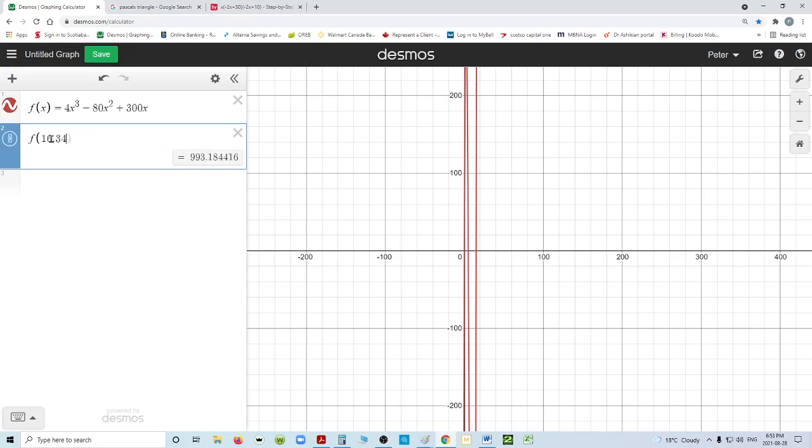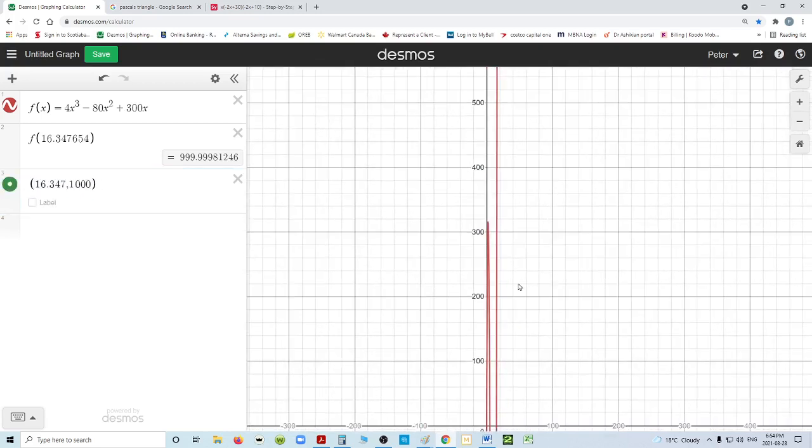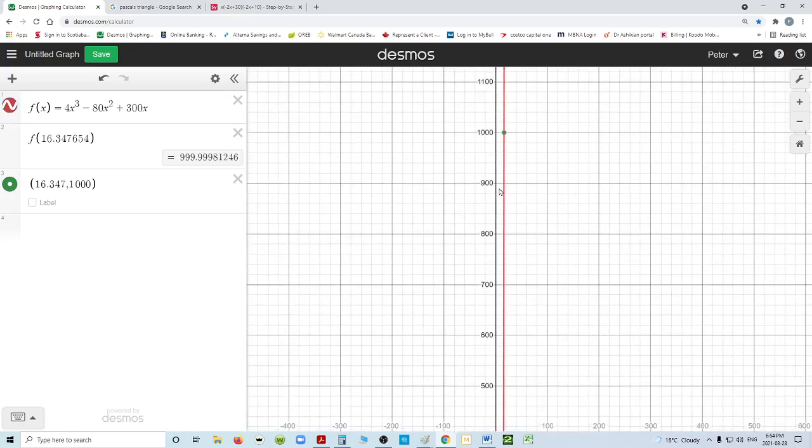a little less than 8, and so that's pretty close. So that is the value of x that will give me a volume of 1,000. And there's only one of them. So if I was to label like 16.347 comma 1,000, we'll see that the only place, because the max volume of that first dip is only 315, so I got that other volume wrong. And we can see that the only time we're going to hit a volume of 1,000 is way up here.